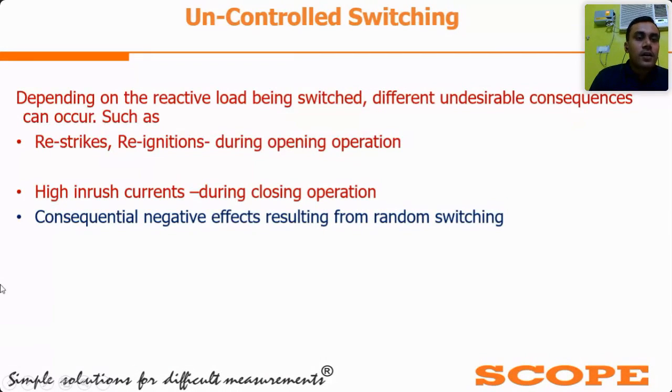So, what is controlled switching? It depends on the reactive load being switched. Whenever a reactive load is switched, different undesirable consequences can occur, such as restrike and reignitions during opening of the bus reactor, and high inrush current will arise during the closing operation in the bus reactor, ICT, and capacitor.